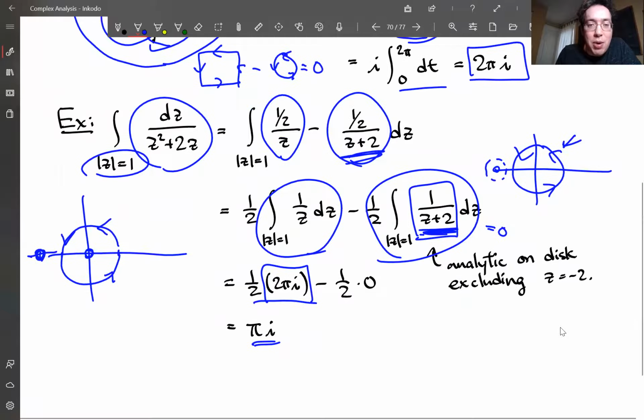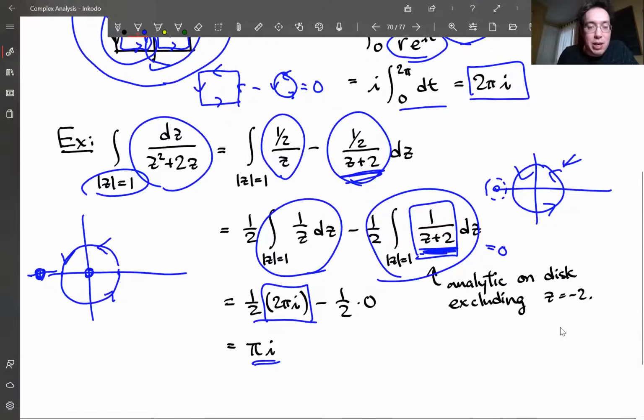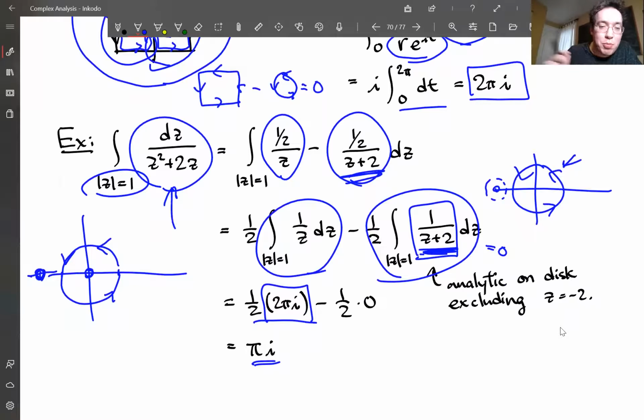Okay, so what simplified the computation there? We had a function with two bad points, a bad point at 0 and at -2. You broke it up into two functions where one function is bad at 0 and one function is bad at -2. The path only circled one of them, at 0. So we were able to simplify the computation for the other one.